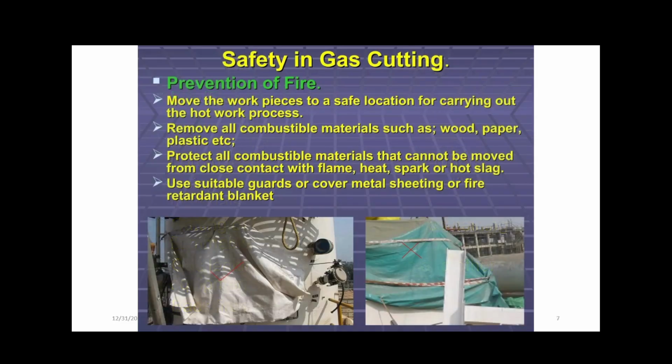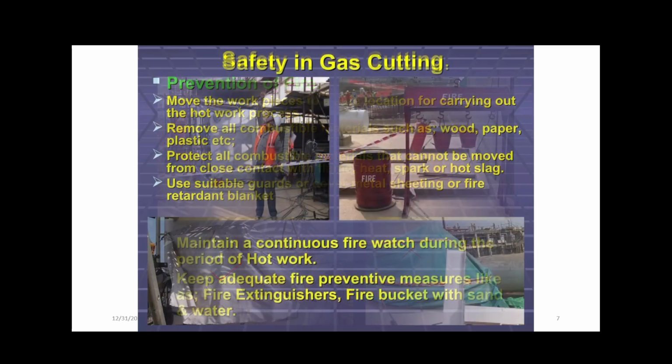Now for prevention of fire, move the work pieces to a safe location for carrying out the hot work process. Remove all combustible materials such as wood, paper, plastic, etc. Then protect all combustible materials that cannot be moved from close contact with flame, heat, spark or hot sludge. Now use suitable guards or cover metal sheets or fire retardant blankets. Take note of what you can see here on the picture.